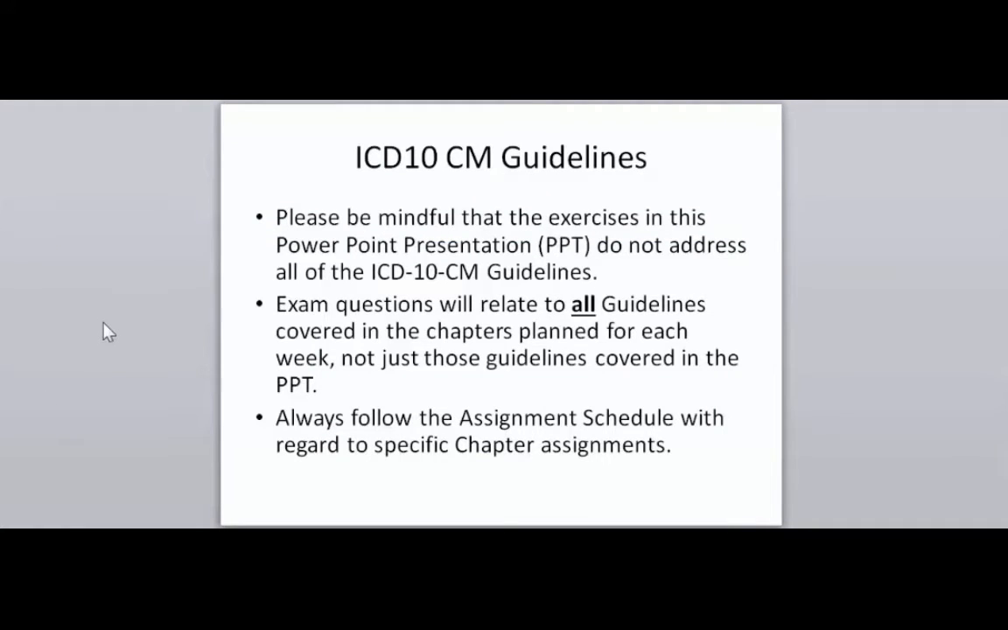Be mindful that all the exercises we're covering in this PowerPoint do not address all the many guidelines that we have to use. Exam questions can relate to all the guidelines covered in the chapters planned for each week. Always follow the assignment schedule with regard to specific chapter assignments. Post any questions in the discussion board along with the path that you used to try to solve the problem, and I can answer it so that everyone can share in our discussion.